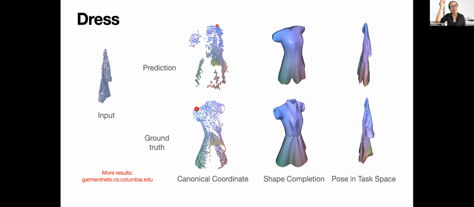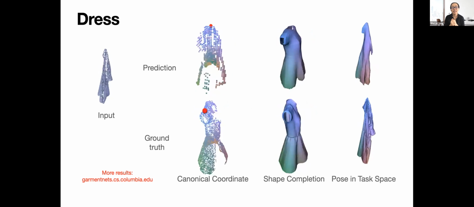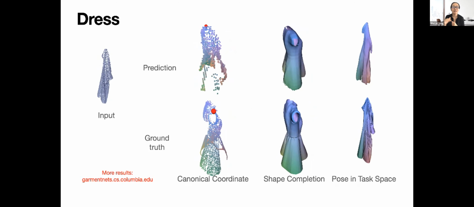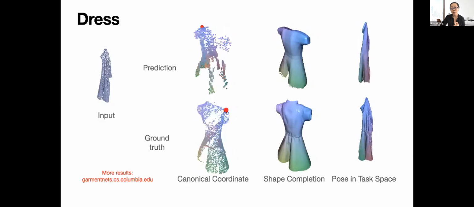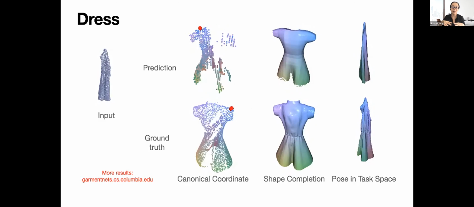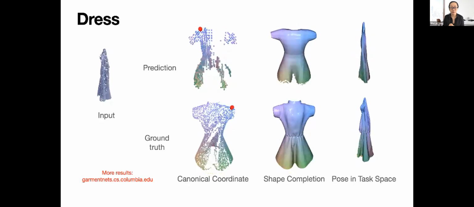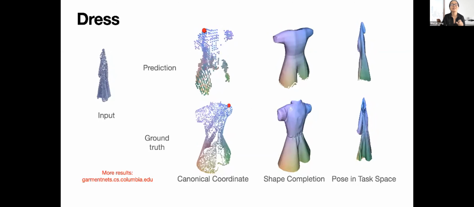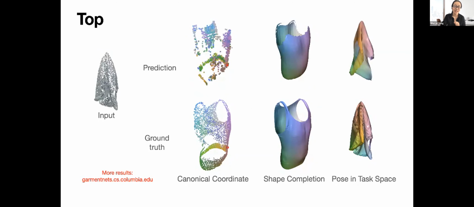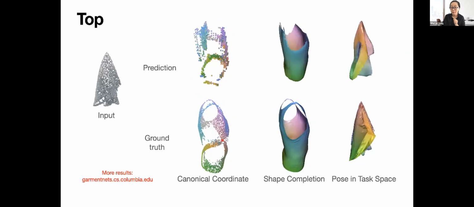Okay, so now we have all the major pieces of the algorithm, and I'm just going to quickly show you some of the results from the GarmentNets algorithm. So here is an example result for a dress. On the top row is the prediction for each of the algorithm steps, that's the canonical coordinate prediction, shape completion, and also the mapping to the original input observation space. And the bottom row is the ground truth shapes. And here is another example for a top.